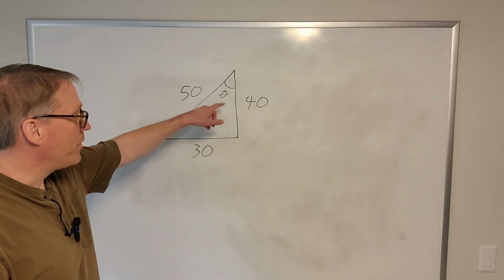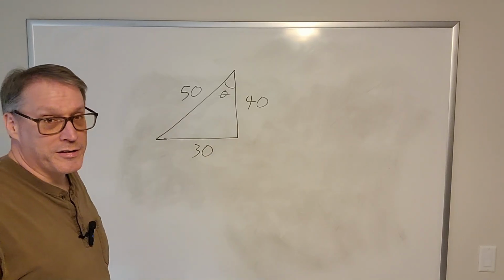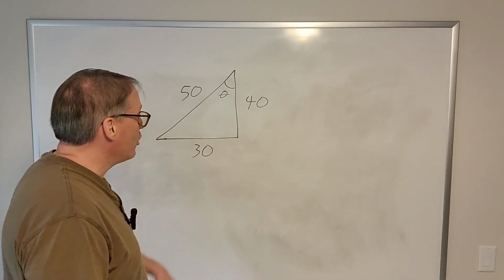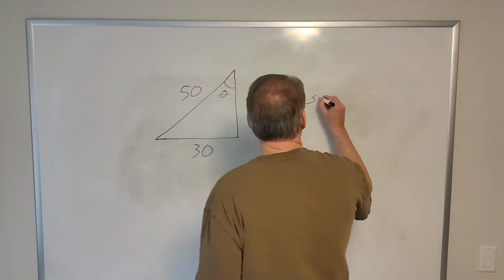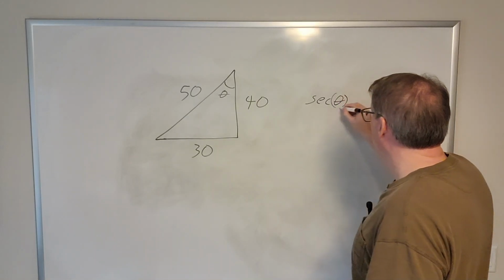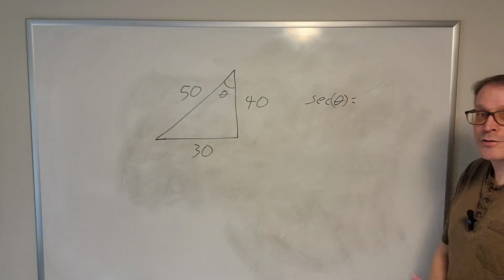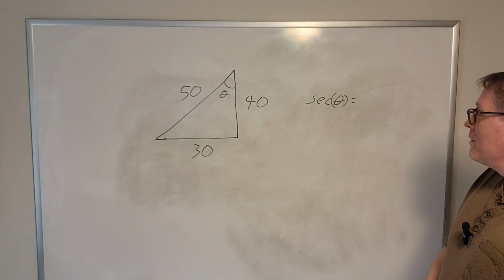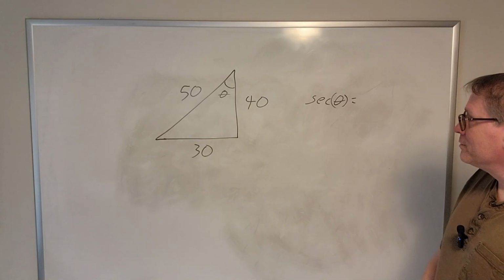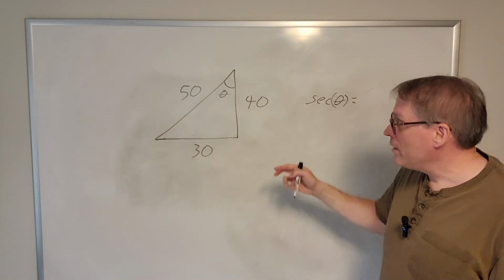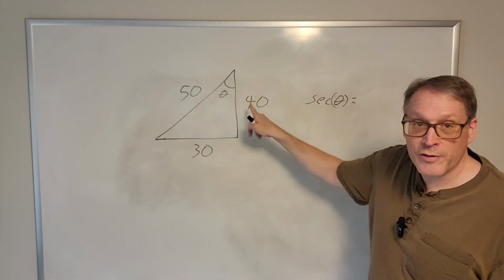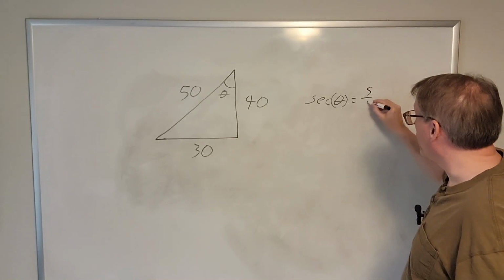All right, I'm going to put theta up there this time. I'm going to do 30, 40, 50 instead of 3, 4, 5. So what is the secant of theta? Pause, resume when you're ready. Well, secant's 1 over cosine. Cosine would be 40 over 50, so this is going to be 50 over 40, which is 5 over 4.